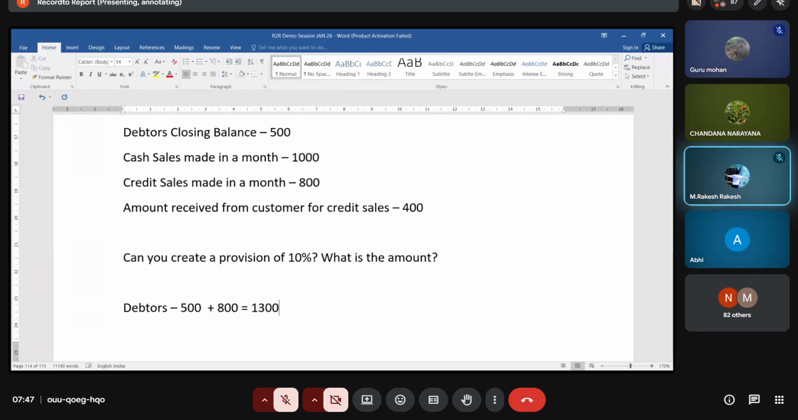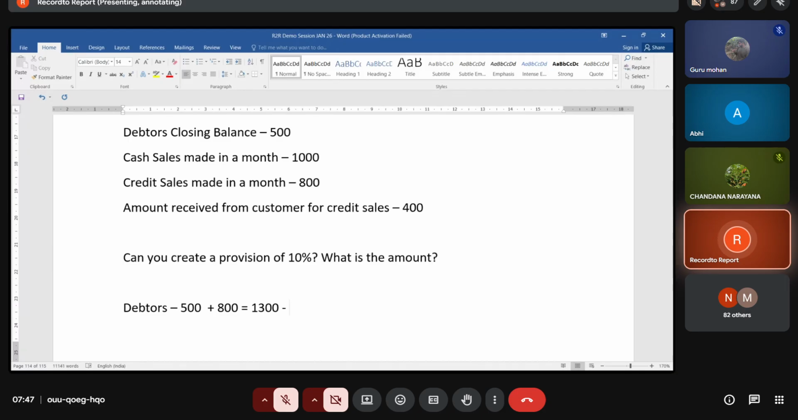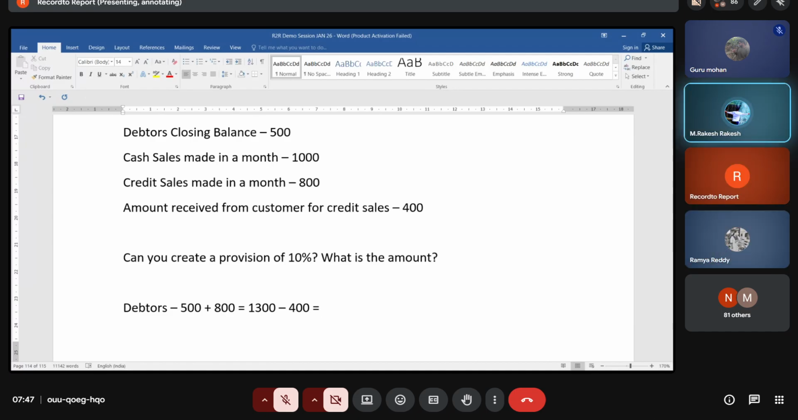What is the total debtor balance? 1,300. And the next transaction is the amount received from the customer. What is the money we received? 400. If you receive the 400, what is the total outstanding balance? 900. So on 900, what is the percentage they told? 10%.